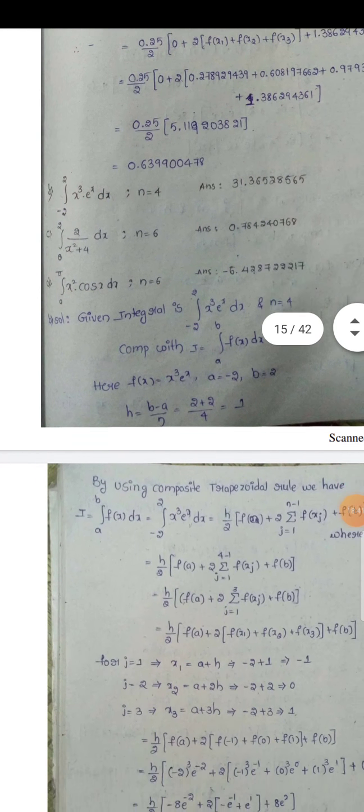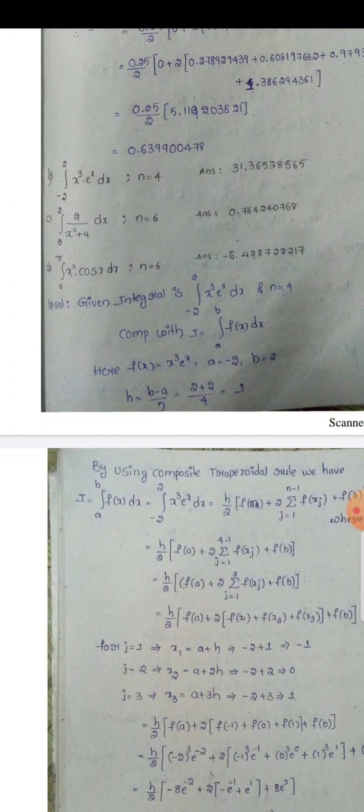Next problem, integral minus 2 to 2 x cube e power x dx, n equals 4. Next, integral 0 to 2 by x square plus 4 dx, n equals 6. Next, integral 0 to 5 x square cos x dx, n equals 6.